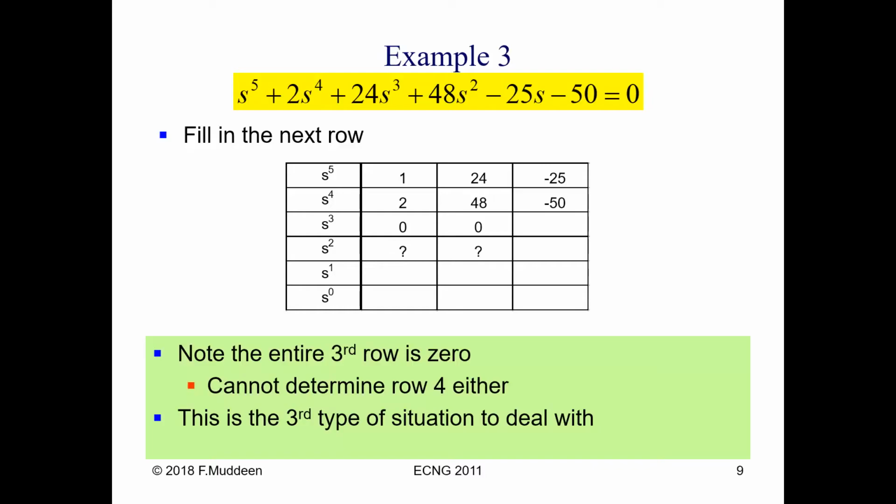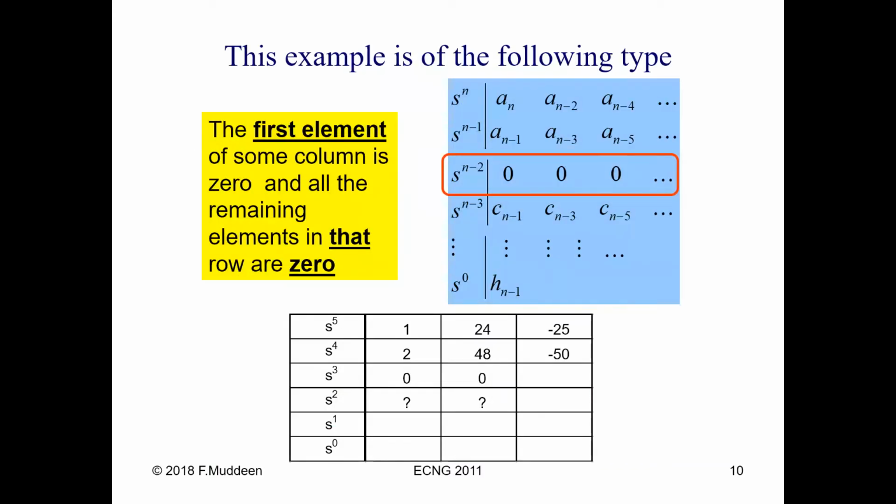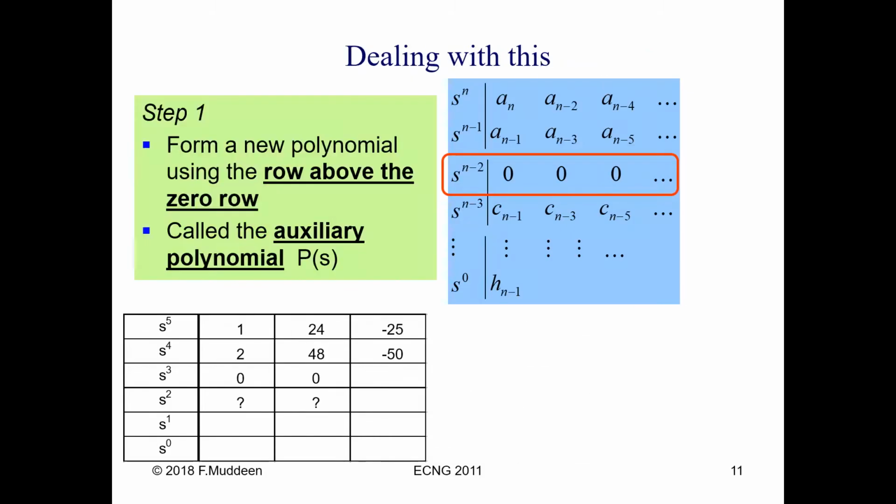So this brings us to a third condition where all those values in that row are 0. In order to solve for this, what we're going to do is that we take the row above it and we form a polynomial, an auxiliary polynomial equation.